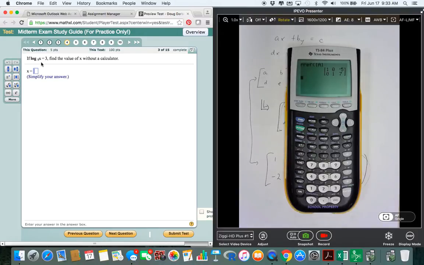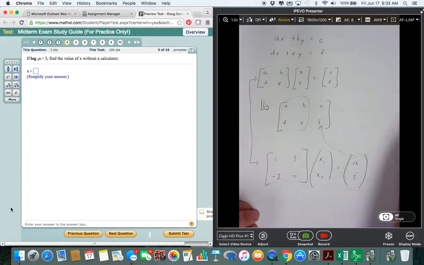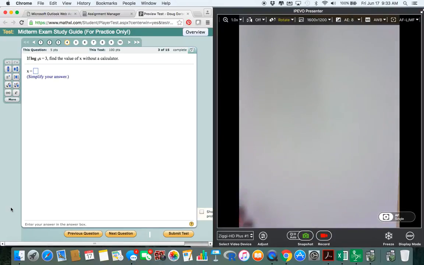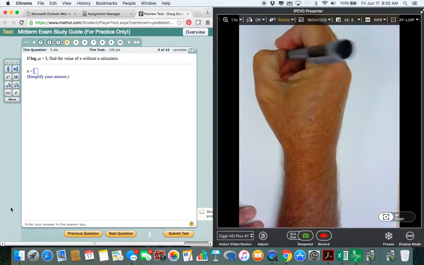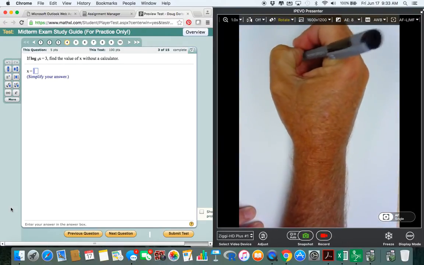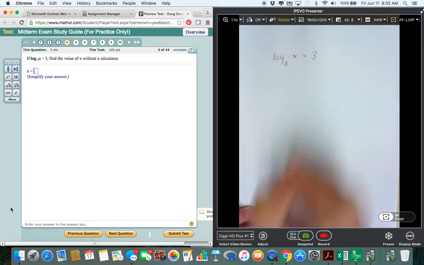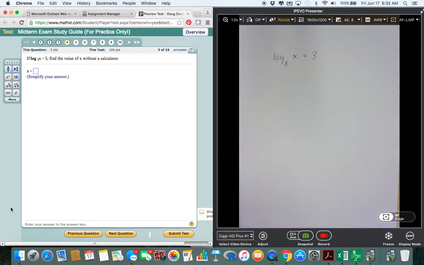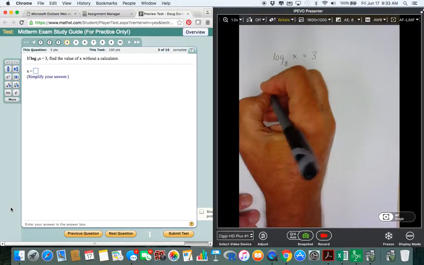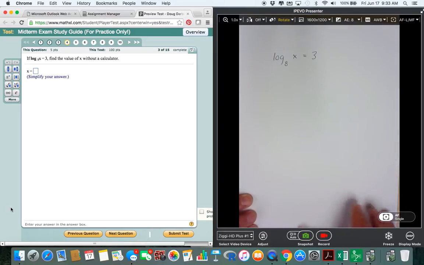So if log base 8 of x equals 3, find the value of x without a calculator. Now, I've tried to teach you in the past that these log problems aren't intuitively clear to most people. Let's get this written down before I speak. But if you think about what I've told you, and you transfer this into exponential form, it becomes much easier.